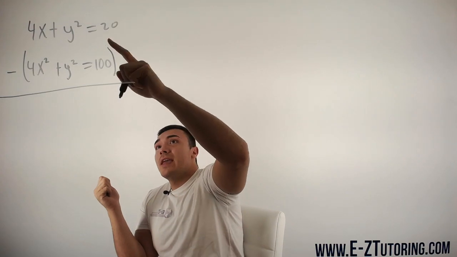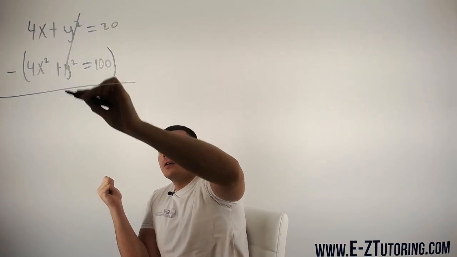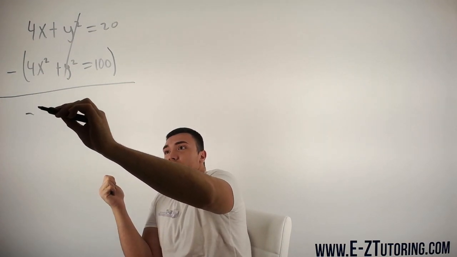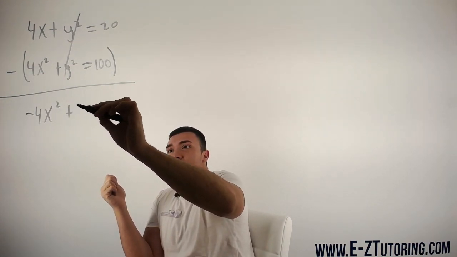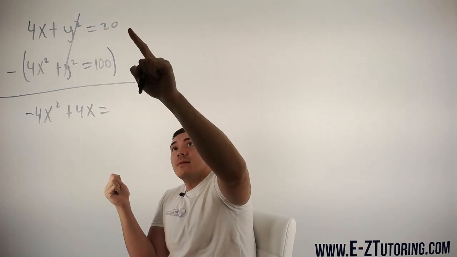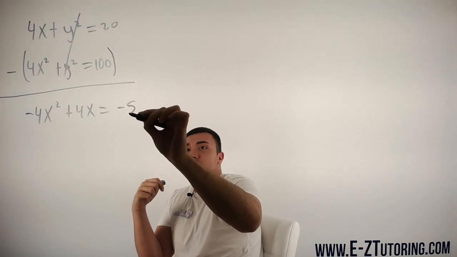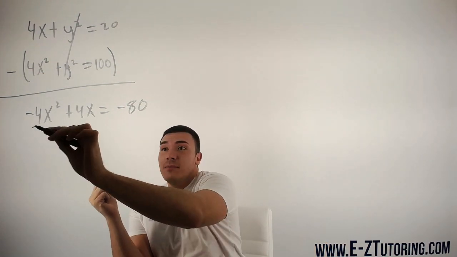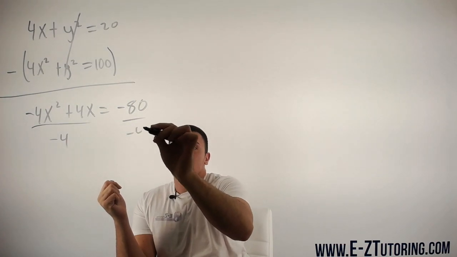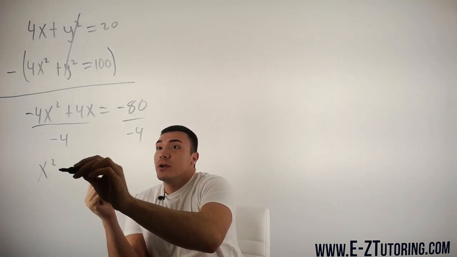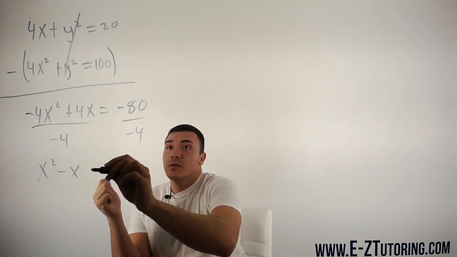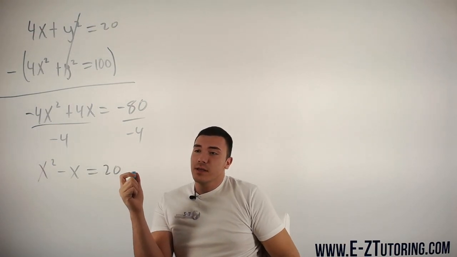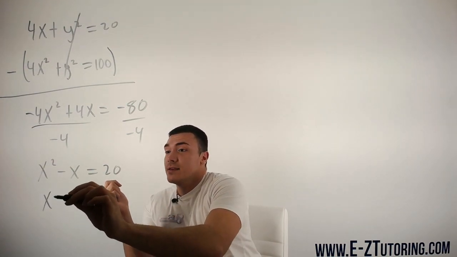So we will get y squared minus y squared. Goodbye, it is gone. 4x minus 4x squared. So negative 4x squared plus 4x equals 20 minus 100, negative 80. Well, let's make life easier and divide by negative 4 everywhere. And now we will get x squared minus x equals 20. And I can actually go ahead and move the 20 and set this equal to 0.